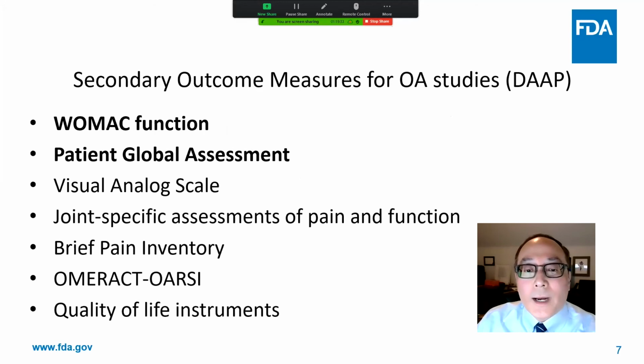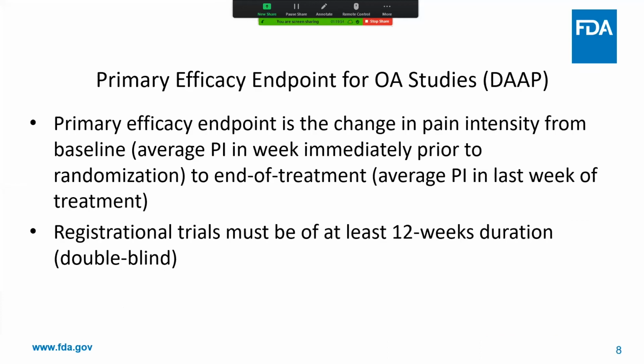Sponsors include a variety of secondary and exploratory efficacy outcome measures for OA studies, and we allow considerable latitude on the secondary endpoints. I have bolded WOMAC function and the patient global because we consider those to be the most clinically relevant efficacy outcome measures for relief of the pain of OA.